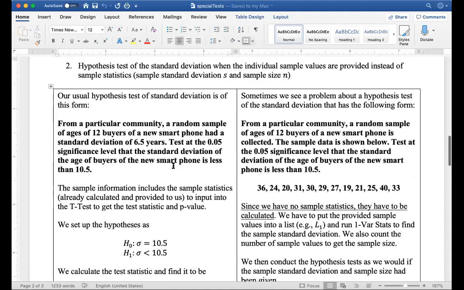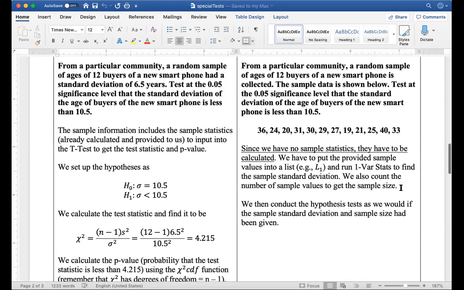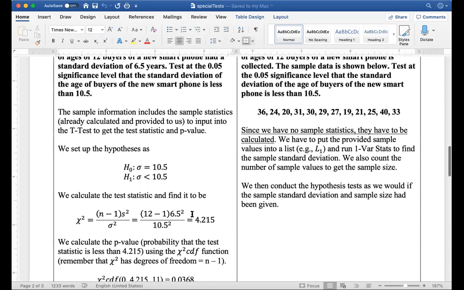Now, suppose we have a problem where we do not have the sample standard deviation, and we need that sample standard deviation in order to calculate the test statistic. Well, we would have to take the information from the sample, put it in a list, and run one-var stats to get the sample standard deviation. We would round it to 1 decimal place, and we would end up with 6.5.